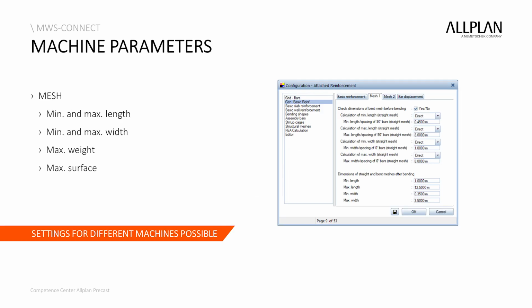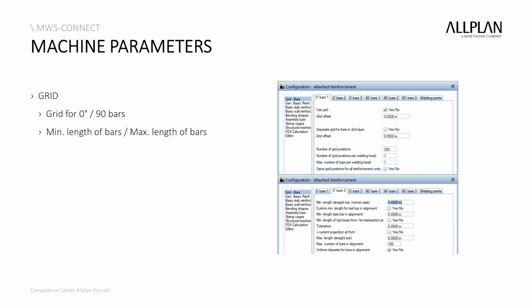The boundary conditions of the meshing can be set very detailed in the configuration and catalog menu of ALLPLAN. This can be settings such as the minimum and maximum length, width of the mesh, or specific parameters of bar diameters. And an important aspect as well, settings for different meshings are of course also possible. Here we can also see a slide where you can activate or deactivate the grid if you want.